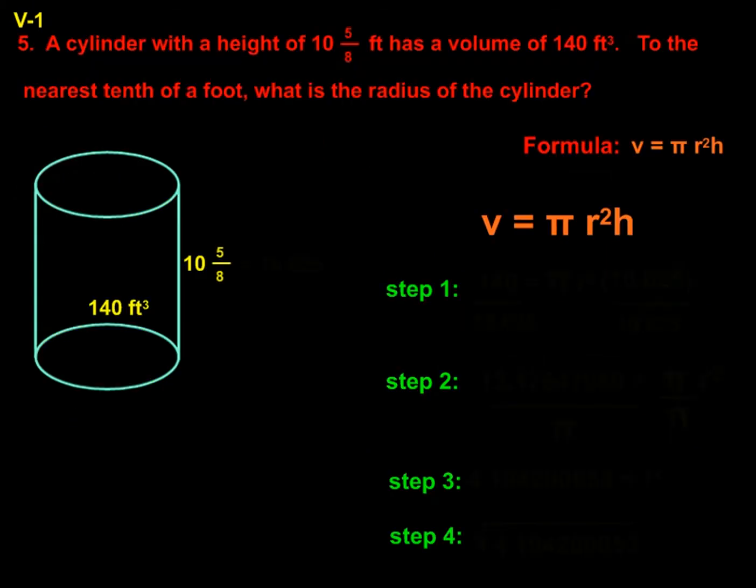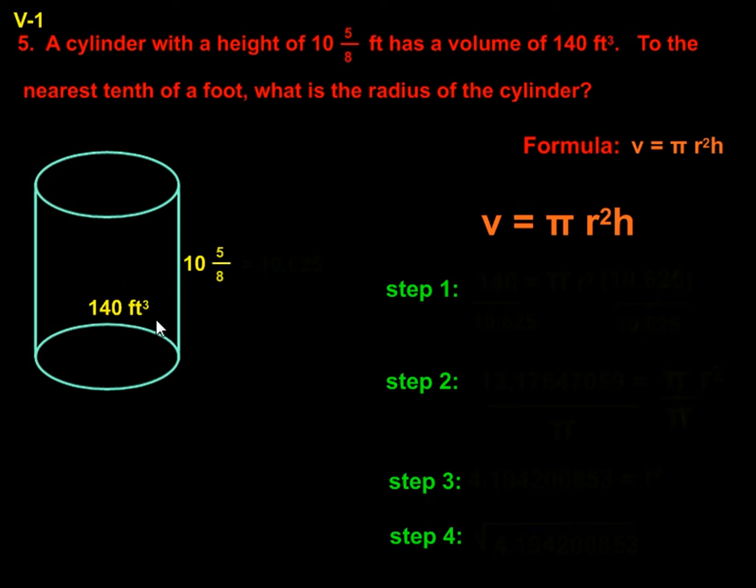Let's now take a look at question number 5. For question number 5, it says a cylinder with a height of 10 5/8 feet has a volume of 140 feet cubed. To the nearest tenth of a foot, what's the radius of this cylinder? So once again, I did a quick drawing of that here, even though one wasn't necessarily provided. I think it's a good idea to do that for yourself. It helps make sure that you understand what you've been given and what you actually need to find.